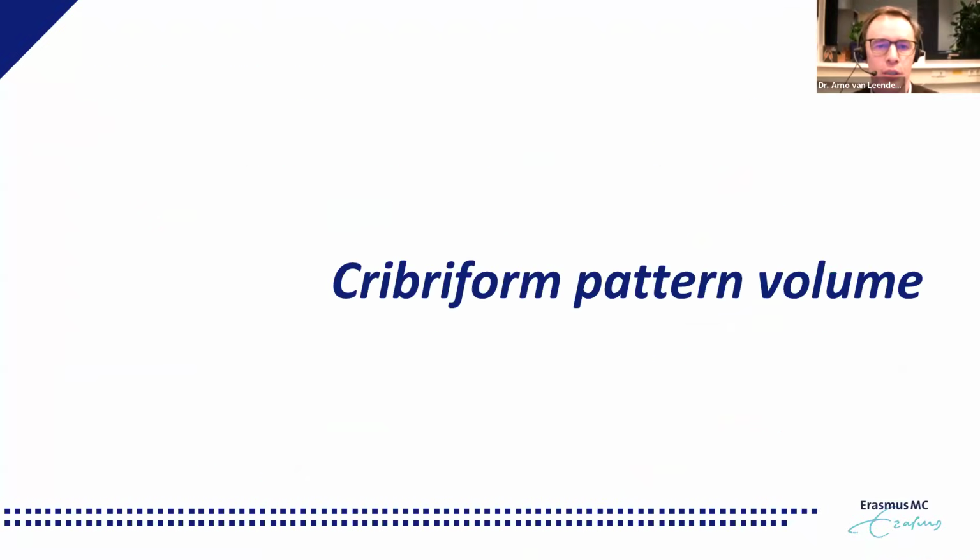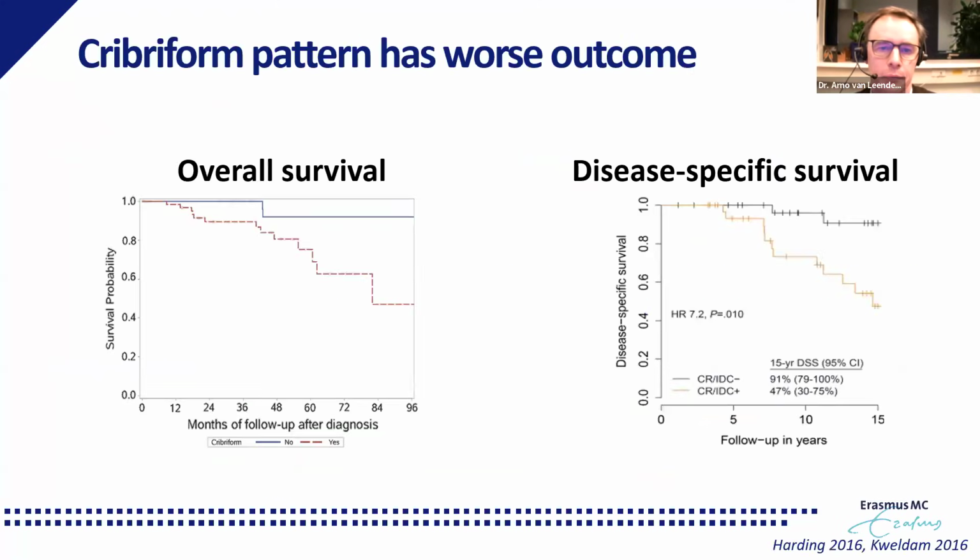Okay, this is the precursor session. We will close that by now, and I will go into cribriform pattern now. So, as already discussed, cribriform pattern is really recognized as an independent adverse feature in prostate cancer. It can be either invasive or intraductal. Doesn't matter, they are both associated with worse outcome, not only in Gleason score 7, but also in 8, 9, and 10.